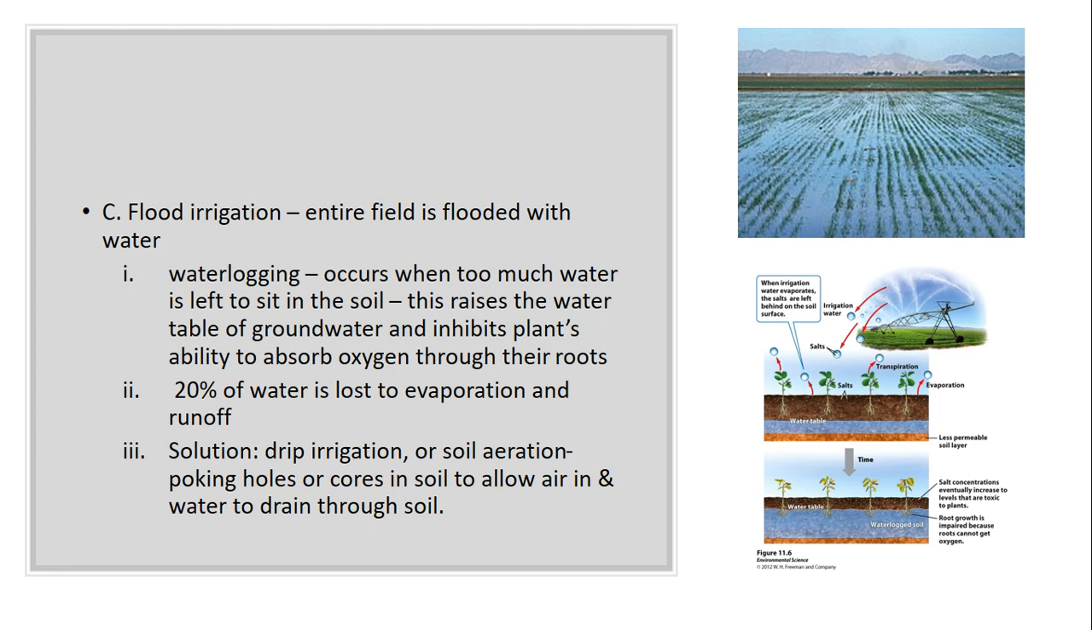Now, what might be some solutions to this? Maybe implementing a drip irrigation style, maybe aerating the soil, right? Poking holes or cores in the soil to allow that air mixture and the water to drain through the soil. Now, if this has so many cons, why do farmers even still do this? Well, it's really easy to do. You're simply flooding the field with water one time. There's really no machinery or much money involved in this process.